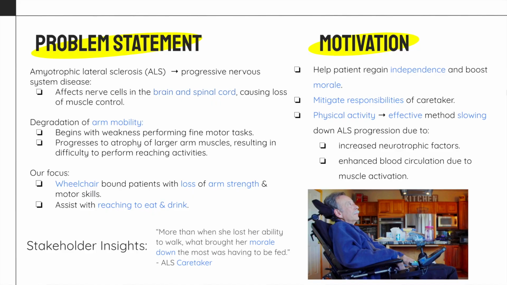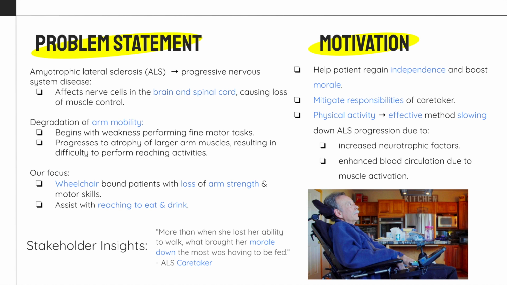As we've learned in class, ALS is a degenerative disease causing motor neuron loss, leading to loss of muscle control. In terms of the arm function, it begins with loss in finer motor skills like writing and progresses to difficulty for patients moving their upper arms and reaching to eat. We are focusing on patients at this stage of ALS, and for good reason.